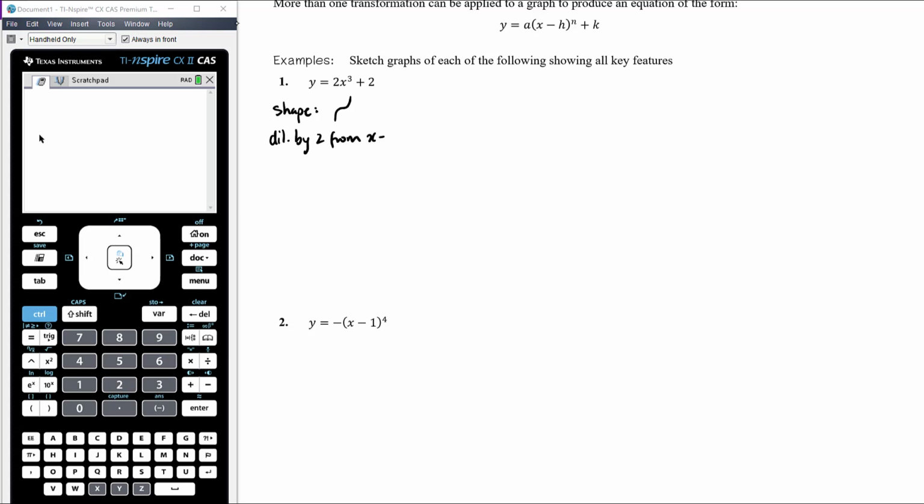I suspect I should have left us some more space here, so just write a bit small. So that's that 2 there, and then this plus 2 here means it's gone up by 2. So the point of inflection: the graph hasn't translated to the left or right at all, so the x-coordinate will still be at 0, but it has gone up by 2, so the point of inflection is now at (0, 2).